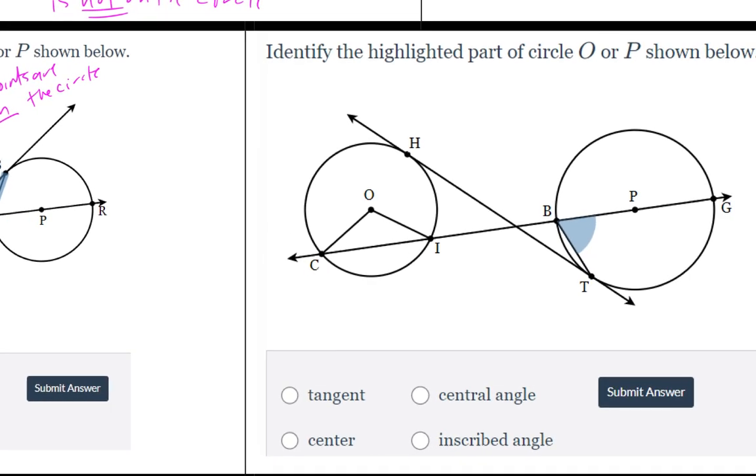Let's look at this one right here. It says identify the highlighted part of circle O or P. That's O. There's nothing highlighted. That's P. What do we notice? We notice that that is an angle. We see that right there. That's an angle, and the vertex is on the circle.